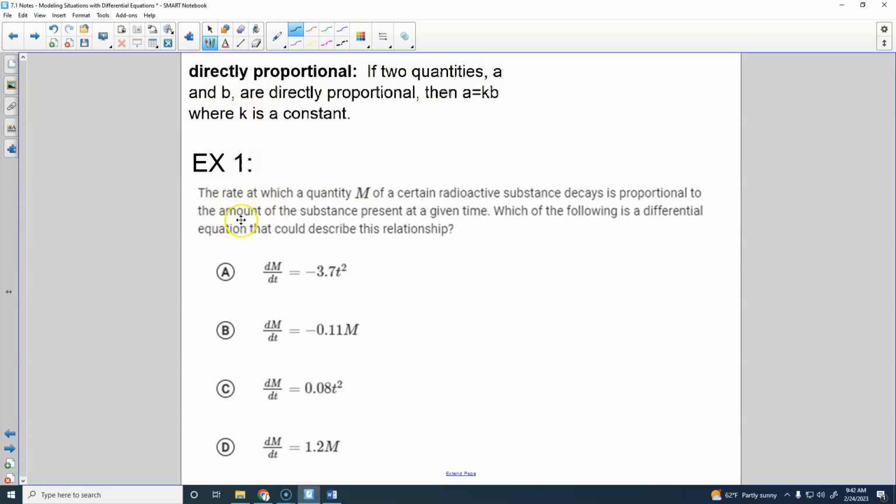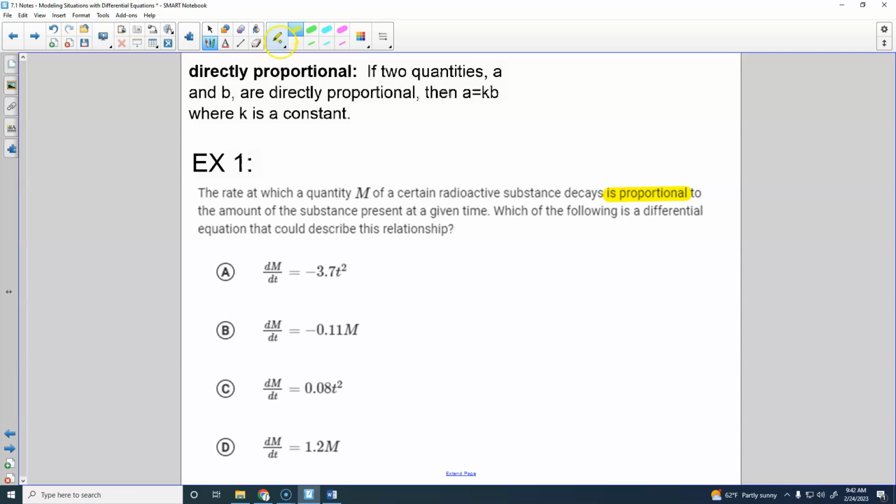So if we look at this first example, it tells us the rate at which a quantity m of a certain radioactive substance decays is proportional to the amount of the substance present at a given time. Which of the following is a differential equation that could describe this relationship? So, again, it's mostly reading. You can see right here we have this is proportional. They don't always say directly proportional. They might just say proportional. Either wording there means the same thing.